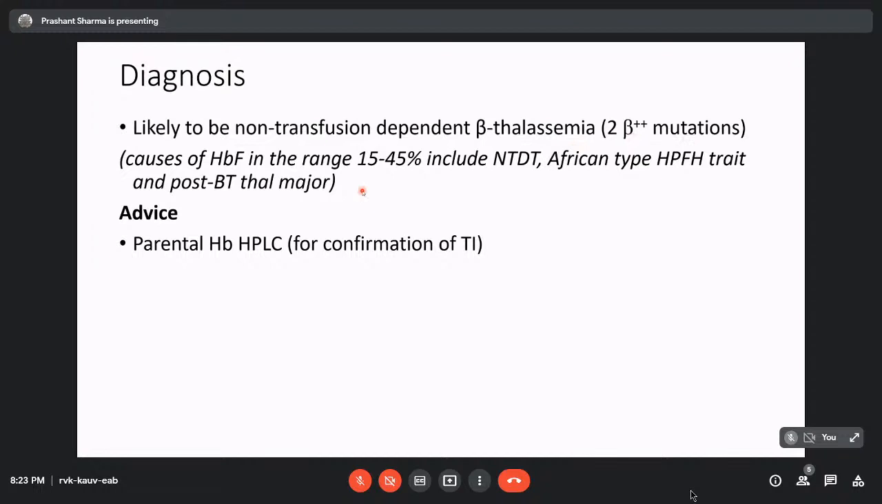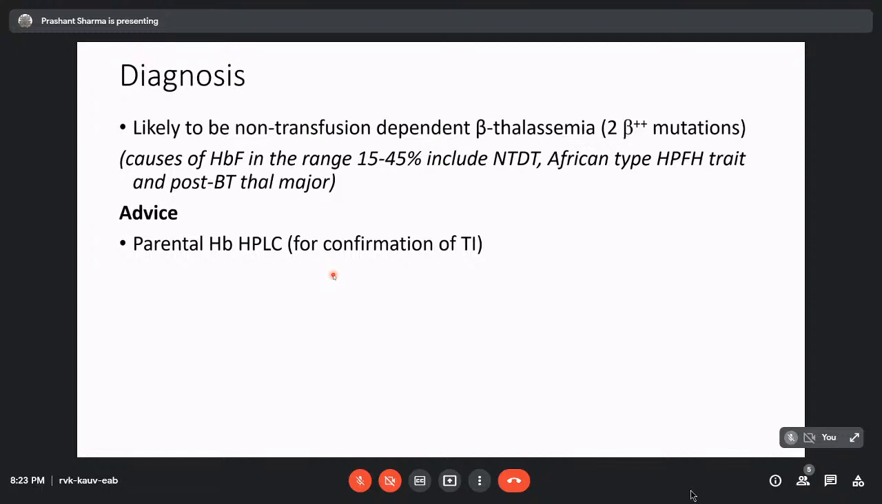So the causes of F in the range 15 to 45% will include non-transfusion-dependent thalassemia, African-type HPFH trait, and a thal major who's been transfused. You should never forget that. Maybe the history hasn't been provided. In such a case, it is imperative to do family studies, parental studies to confirm TI, because there can also be acquired causes of increased HbF. In our patient, the clinical background is suggesting thalassemia intermedia.